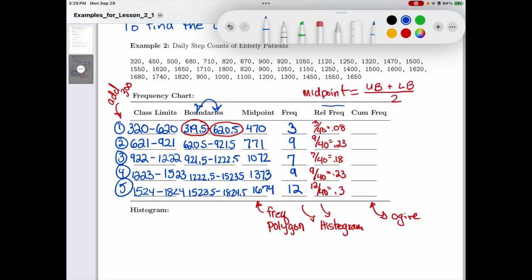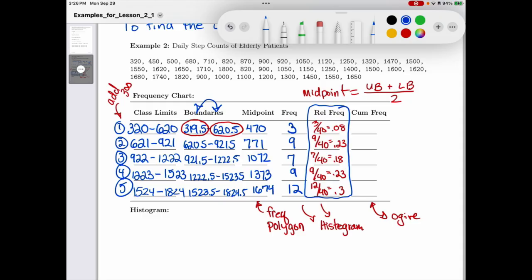Now, because these are the percentages for each interval, if I added all of my frequencies correct and I did my relative frequencies correctly, 0.08 plus 0.23 plus 0.18 plus 0.23 plus 0.3, all of those relative frequencies should add up to 1, which is the decimal format for 100%. So that's a nice way you can check to make sure you got the right answer.